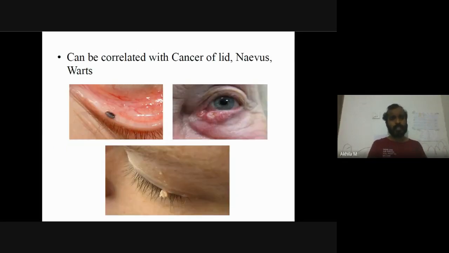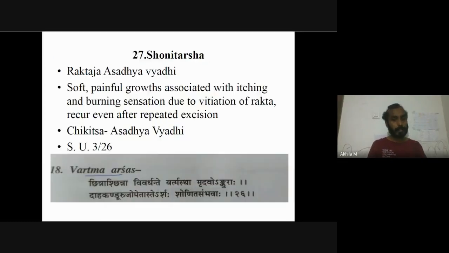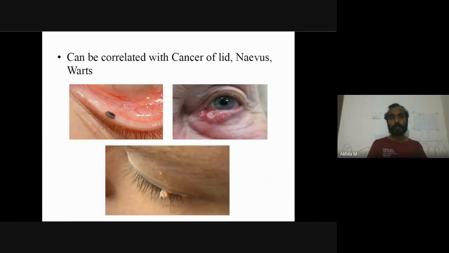So it can be correlated with different types of eruptions. Sometimes we can correlate it with some cancer, malignancy of the lid, or a nevus condition. This condition can be correlated with Shonitarsha, a Raktaja Asadhya Vyadhi according to Sushrutacharya. So these are the different types of Varma Gata Rogas. There are 21 different Varma Gata Rogas according to Sushrutacharya, and 24 different types according to Vagbhatacharya.